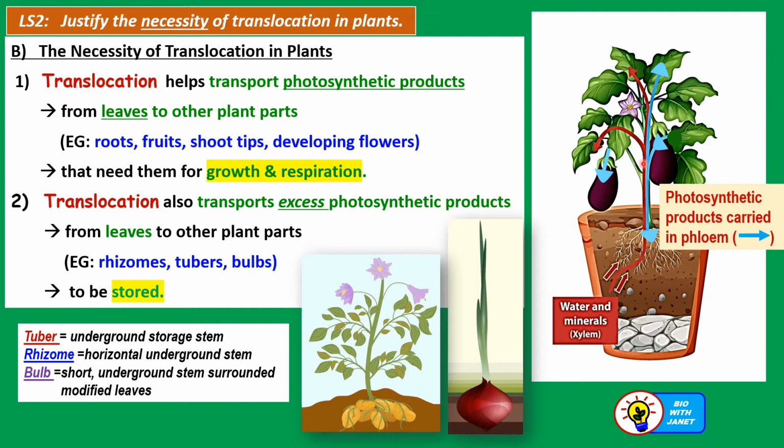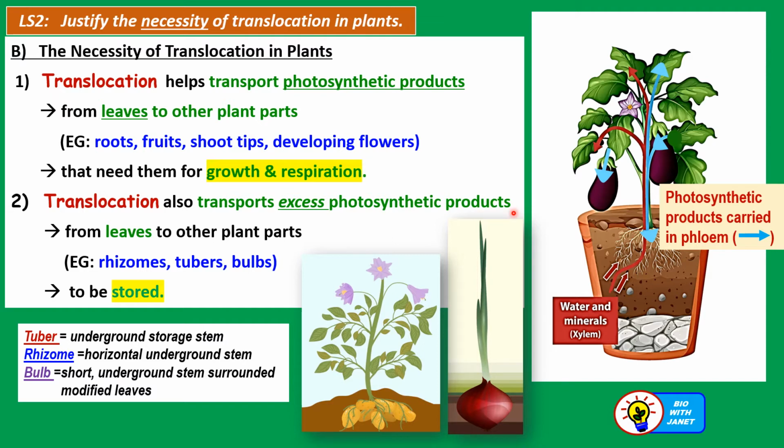So the transport of these substances can be upwards or downwards. That means it can be in different directions, not just upwards. Whereas for water, water is transported in one direction only, from the roots upwards to the stem and then to the leaves. But in translocation, the food that comes up from the leaves can be transported upwards, downwards, or sideways. So translocation also transports excess photosynthetic products.